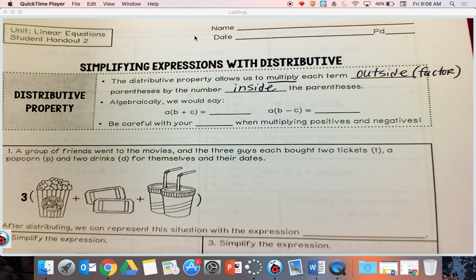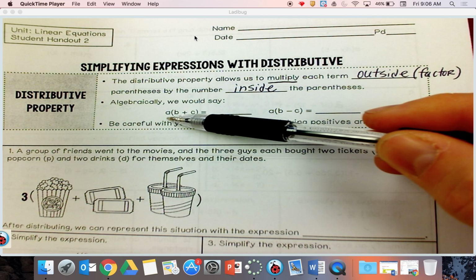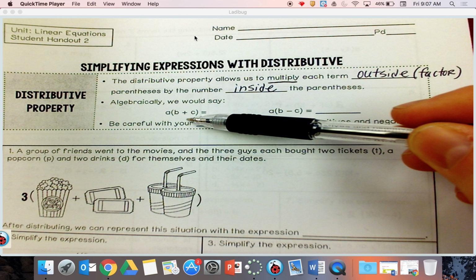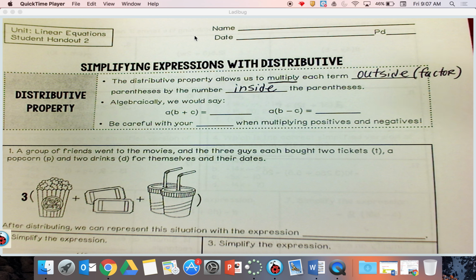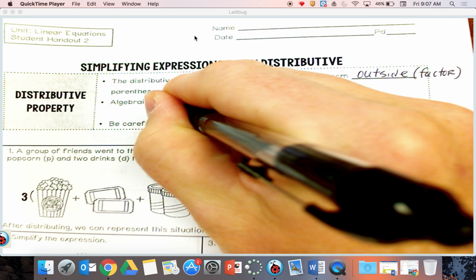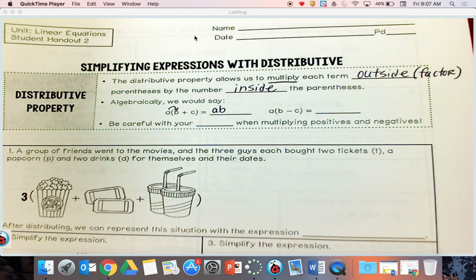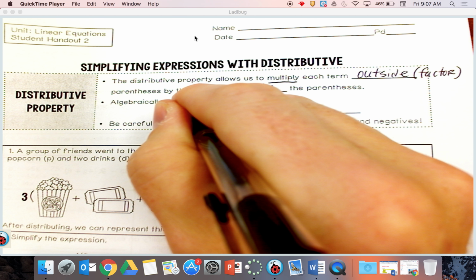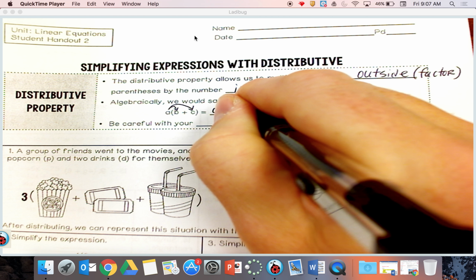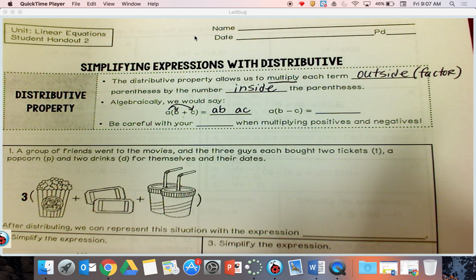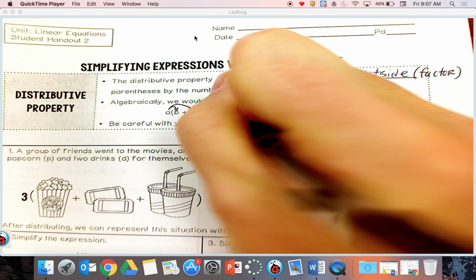So how do we read this? Algebraically, we would say A times the quantity B plus C. So we're saying we want A times as much of what B and C give us. We would solve this by taking the A to the B, because we're taking A times B, which we would write A times B. And then the A goes to the C, A times C. And we use the sign in the middle to determine how to simplify that even further. In this case it would be a plus.